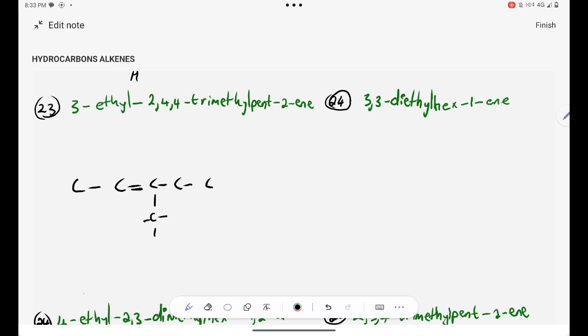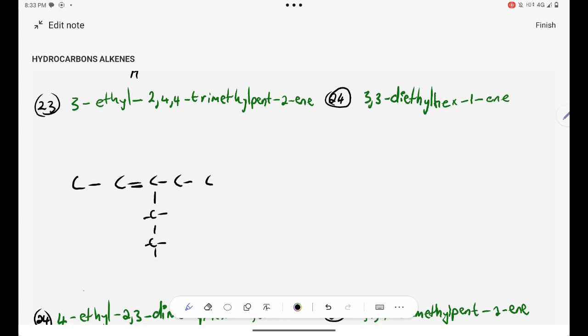That's 1. Then carbon number 2, I have methyls over there. Right? It's not supposed to be 4,4. It's supposed to be 2,2. 2,2,4,4 tetramethyl, not 4,4. Then just write the hydrogens over there. Your structure should look like this.